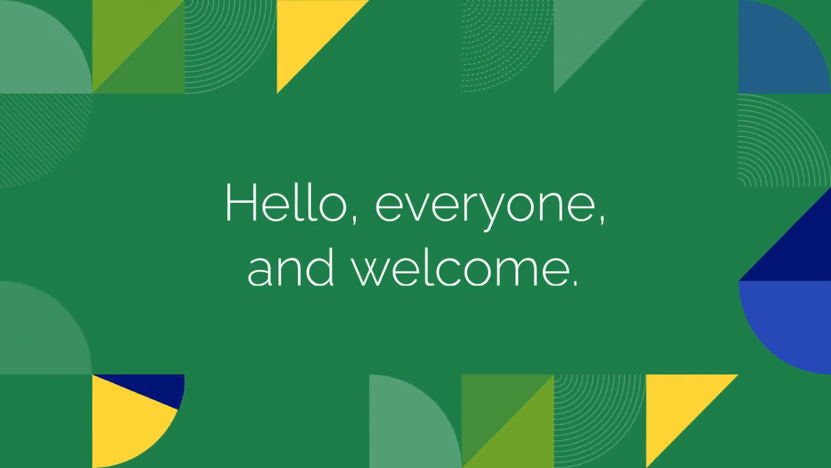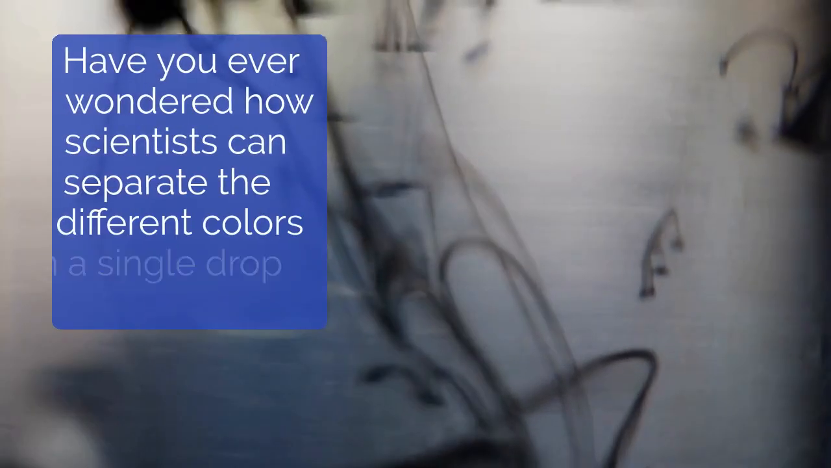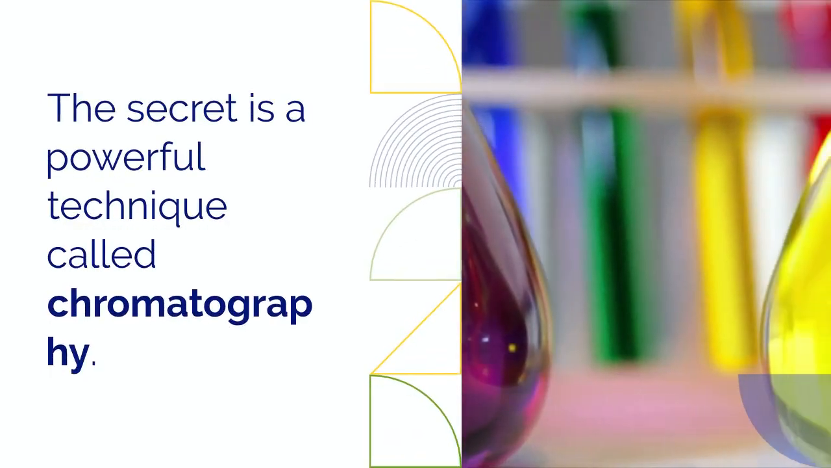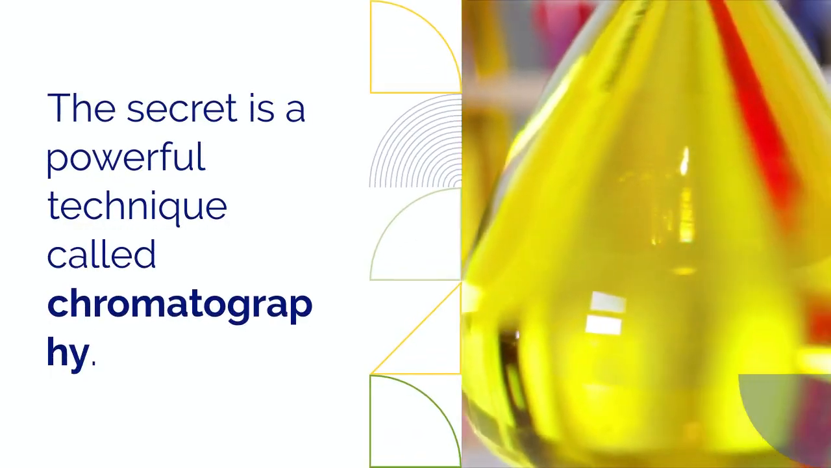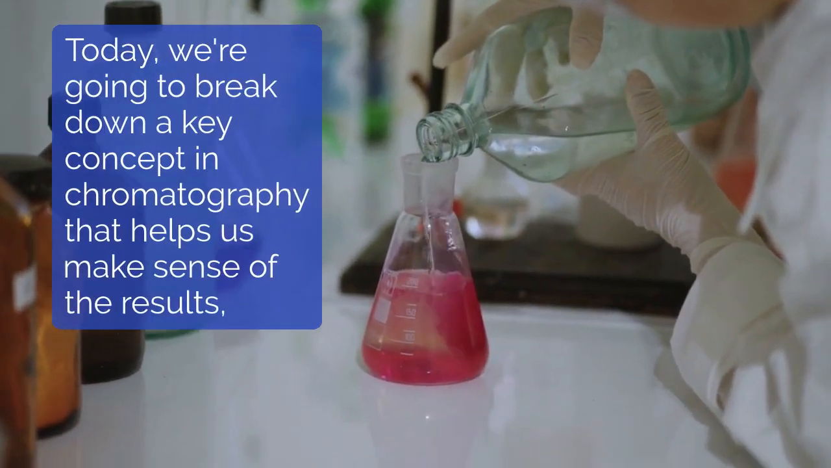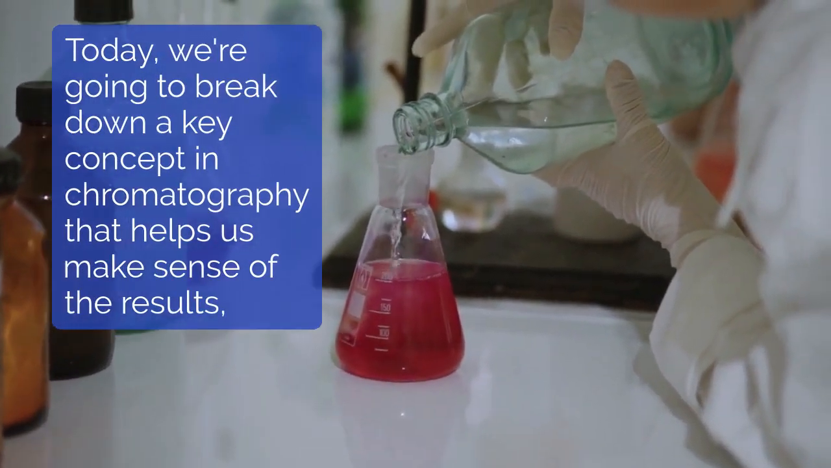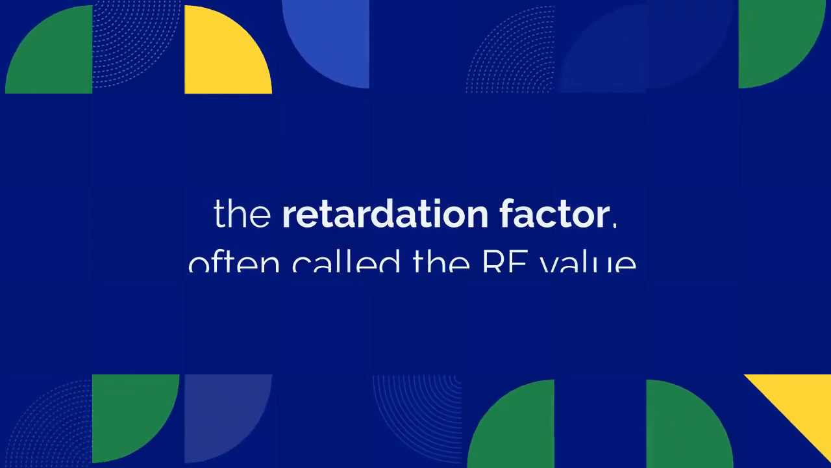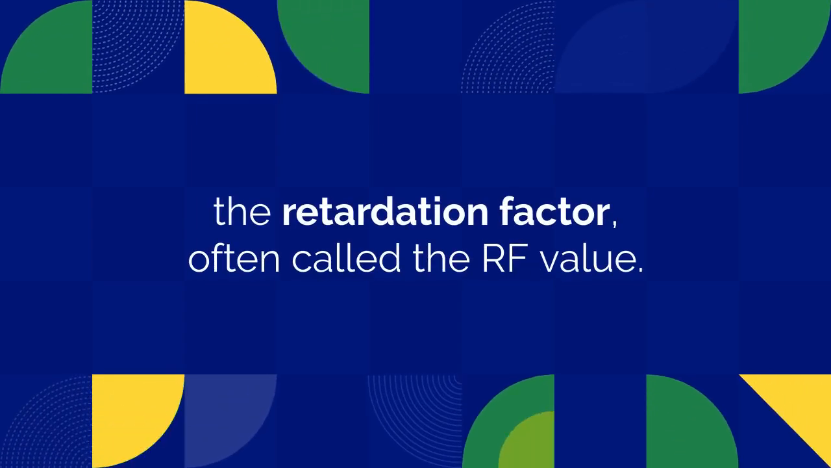Hello everyone and welcome. Have you ever wondered how scientists can separate the different colors in a single drop of black ink? The secret is a powerful technique called chromatography. Today, we're going to break down a key concept in chromatography that helps us make sense of the results, the retardation factor, often called the RF value.